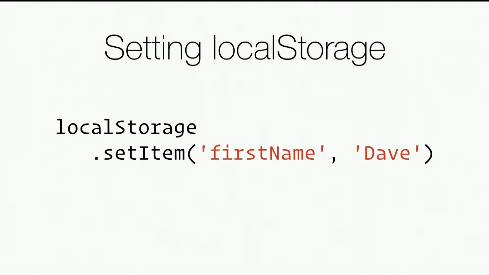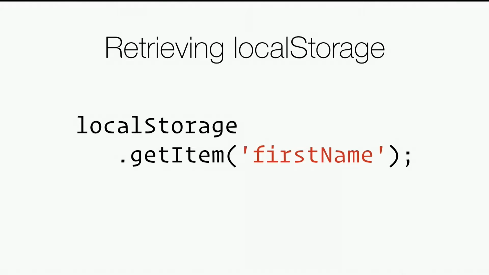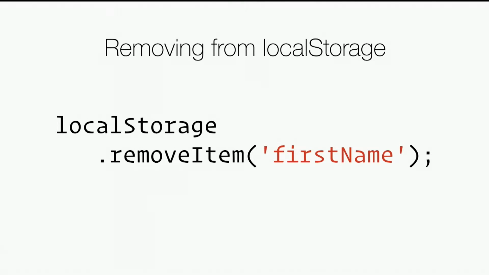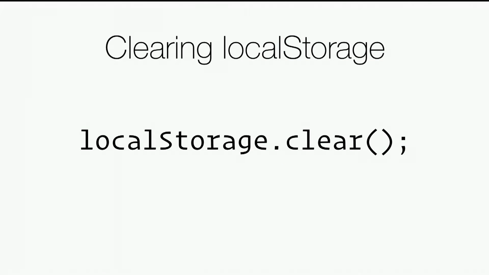To get it back, getItem, and then just the name of that item. So first name here is essentially a key. And this would get back the value. If you want to remove that key from local storage, removeItem. Piece of cake. If you want to completely clear local storage, localStorage.clear. And again, that's still scoped to the particular site. You're not going to clear local storage across the entire browser by doing that.